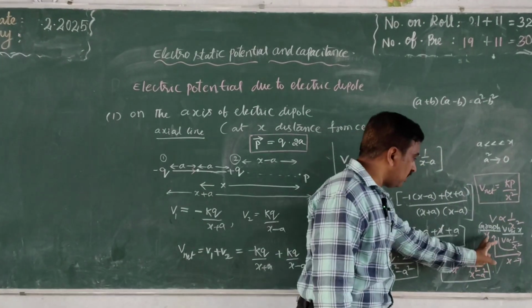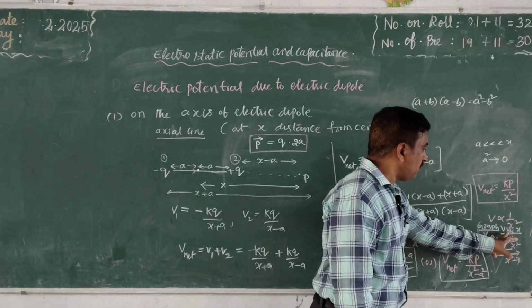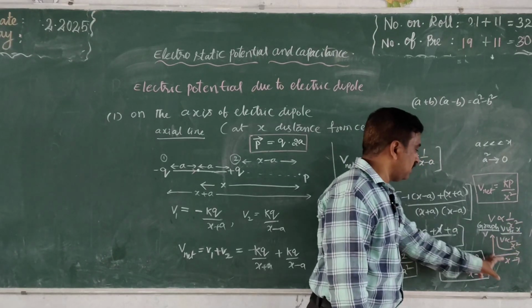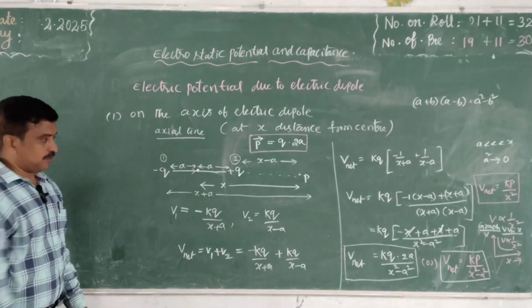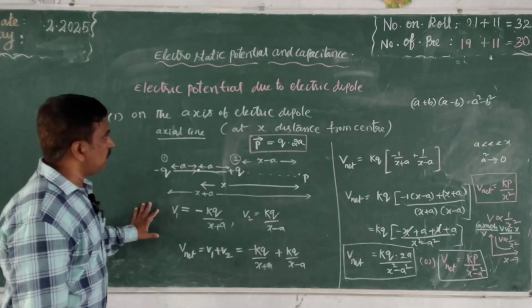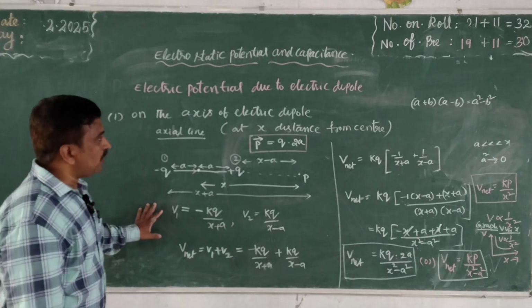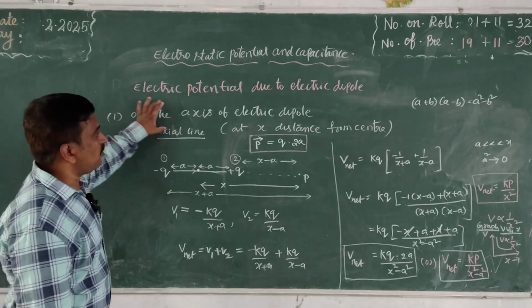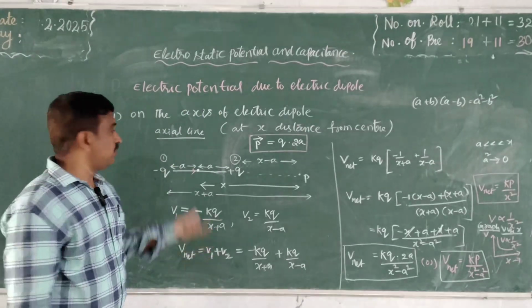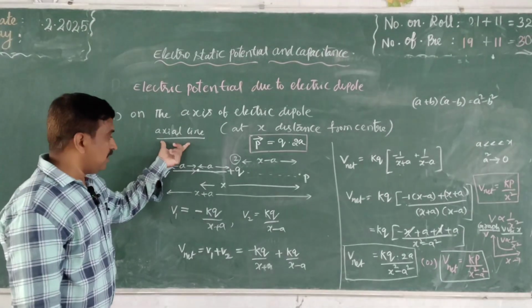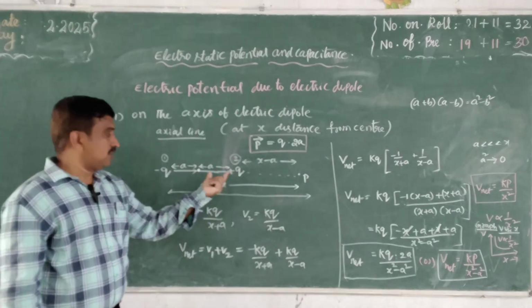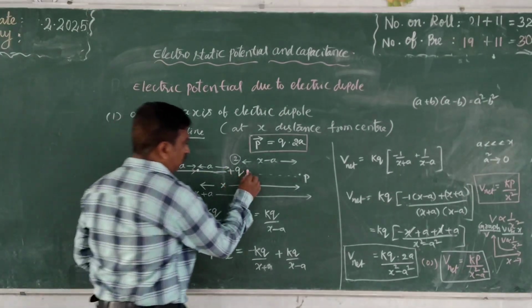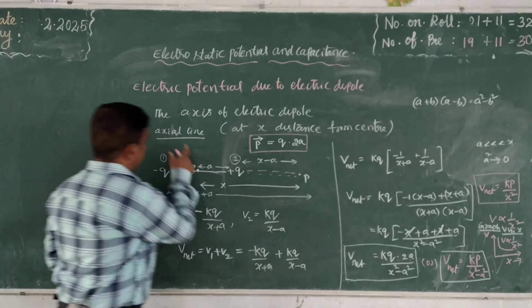So we can draw the graph of potential versus x distance. This is the electric potential due to an electric dipole on the axis of the electric dipole. On the axis means on the axial line. The axial line means the line which passes through the center and along the axis; this line we call the axial line.